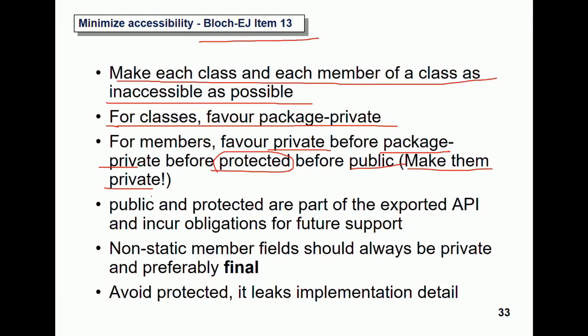Public and protected are part of the exported API and incur obligations for future support. So keep that in mind. Anything that you make public, and essentially protected basically also means public, because if somebody extends it, they can use it anyway. So if it's public or protected, then you need to provide support. You need to tell the outside world whenever you've updated the code, so that they know about it and they can modify their own code as well.